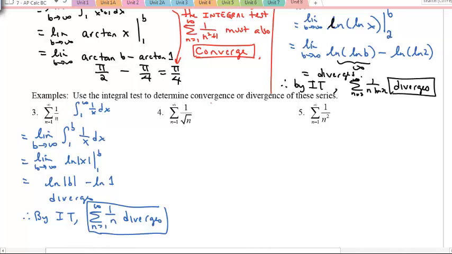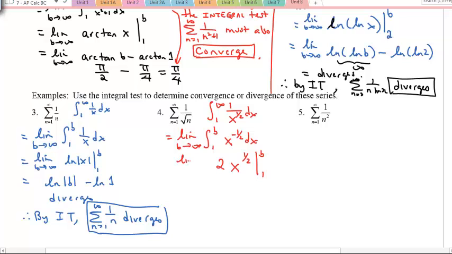Next, this is the integral from 1 to infinity of 1 over, and let me rewrite this as x to the power of half. I can also write this as x to the power of negative half. Wow, simple integral. Add 1 to the exponent, which is 1/2. Divide by the new exponent. Plug in a 2, or multiply it by 2.